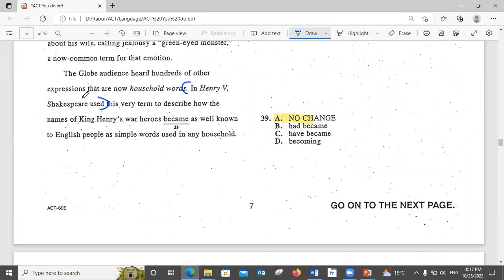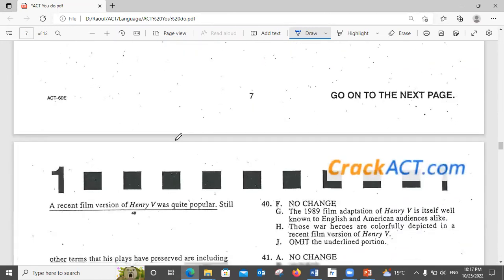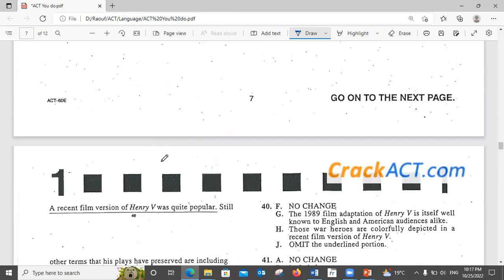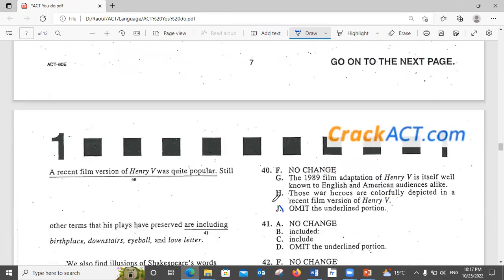Shakespeare used and the heroes became, so that makes the tense consistent. So past simple with past simple. For 40, we have to take the sentence again from the very beginning. Let's see why the answer is J.